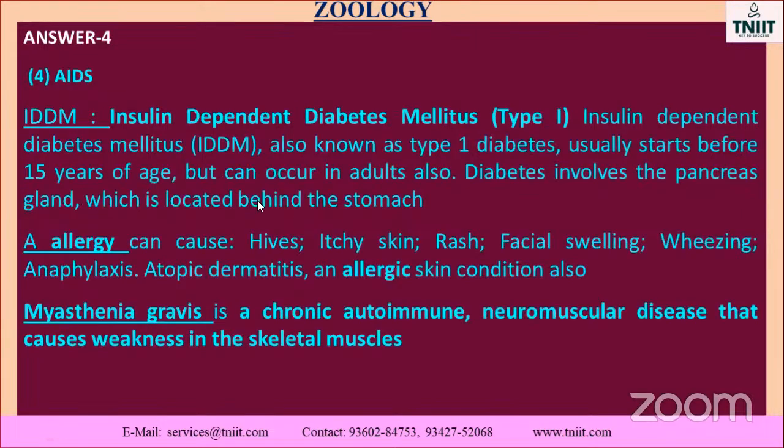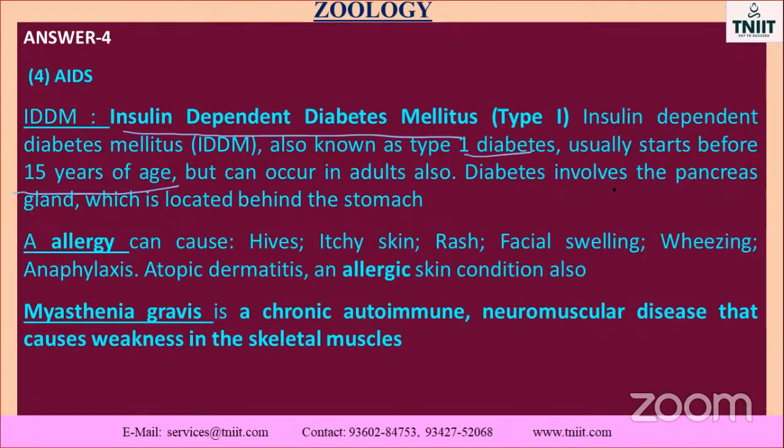See the options. So IDDM is nothing but what? The answer is the fourth one, AIDS. Already in our discussion, IDDM is insulin dependent diabetes mellitus. Sometimes they may ask the question in short form, mnemonic format. IDDM, insulin dependent diabetes mellitus, also known as type 1 diabetes, usually starts before 15 years of age, but can occur in adults also.